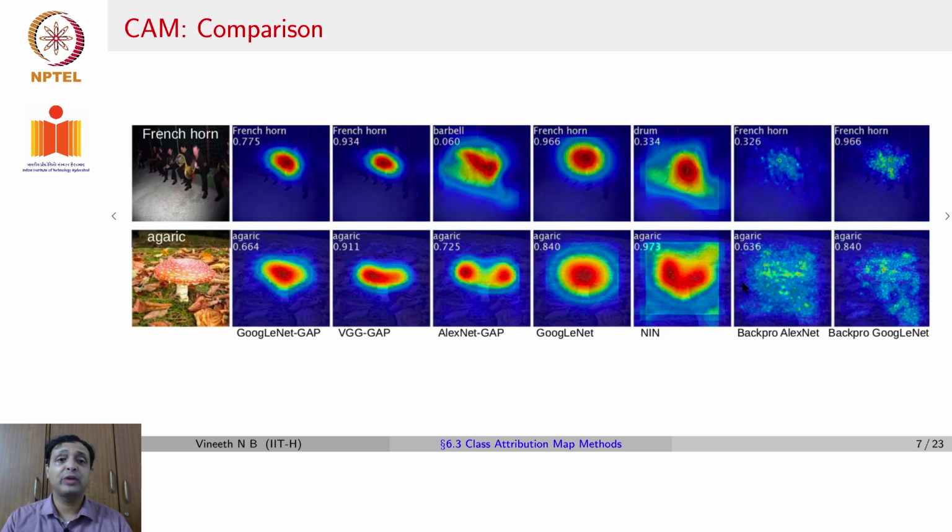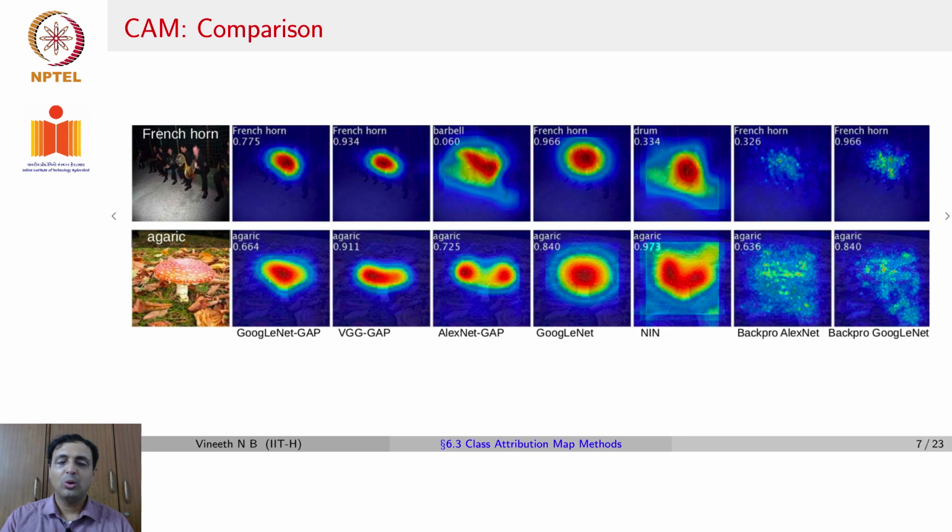Here is a comparison of CAM maps across different models. You can see here, this is applying CAM or using GAP, Global Average Pooling, on GoogleNet, VGG, AlexNet, just GoogleNet alone, another architecture known as NIN or Network in Network. And these are compared with a backpropagation on AlexNet and a backpropagation on GoogleNet. Backpropagation is your data gradient. Remember, we talked about the data gradient in the earlier lecture. So this is that visualization. And you can clearly see that CAM gives a far stronger saliency map, a far more useful saliency map when compared to the data gradient.